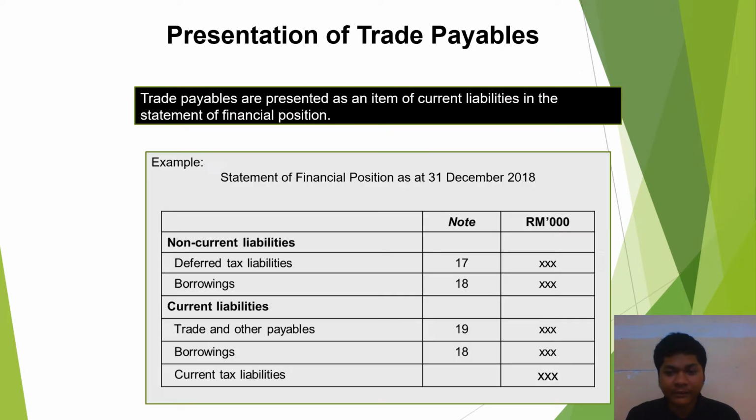Presentation of trade payables. Trade payables are presented as an item of current liability in the statement of financial position. As we can see in the example I have attached, trade and other payables are under current liabilities.